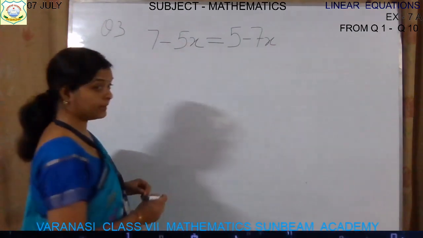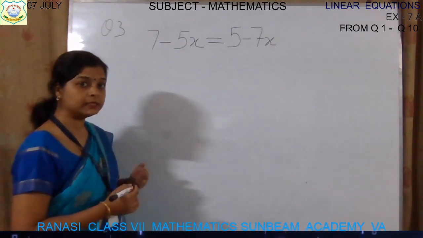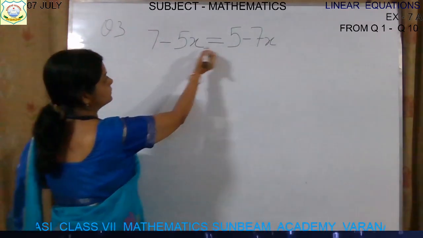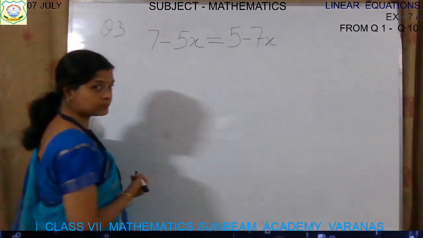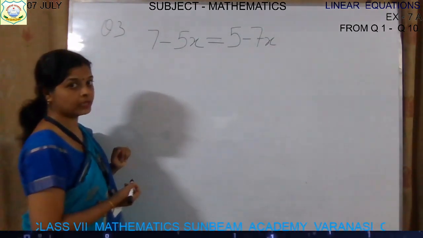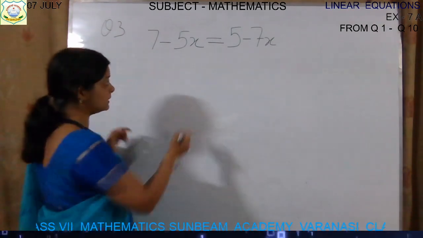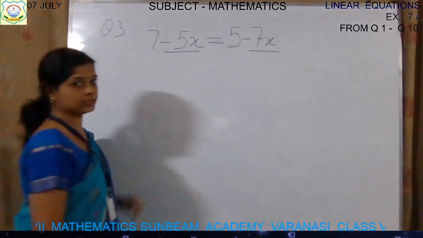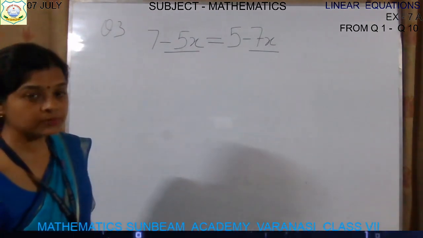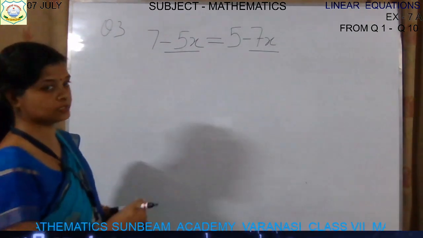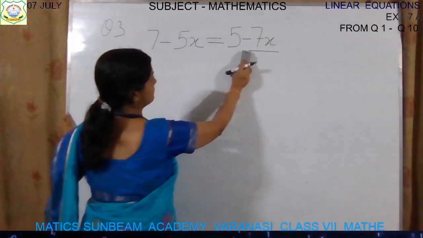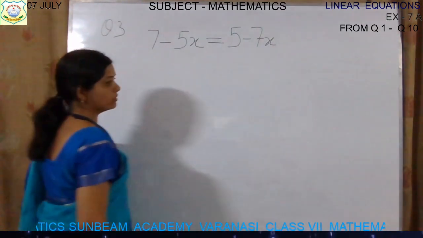So let's separate the variable term on one side. Children, how many terms? 1, 2, 3, 4. Total 4 terms are there in this equation. And how many variable terms are there? This is a variable term and this is also a variable term. Variable term means which contains a variable in it. X is the variable, that's why it is a variable term. And 7x is also a variable term.